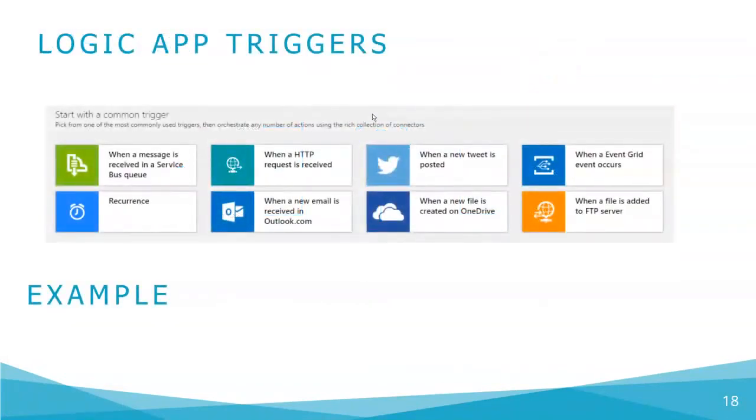Now, Logic app triggers. Similar to Azure functions, we have triggers to invoke a Logic app. Similar to the functions, we have service bus trigger, timer trigger, and HTTP trigger. Apart from that, we also have a Twitter connector, which can listen for a tweet whenever it is posted and notify. We have Outlook, OneDrive, as well as FTP server triggers here.